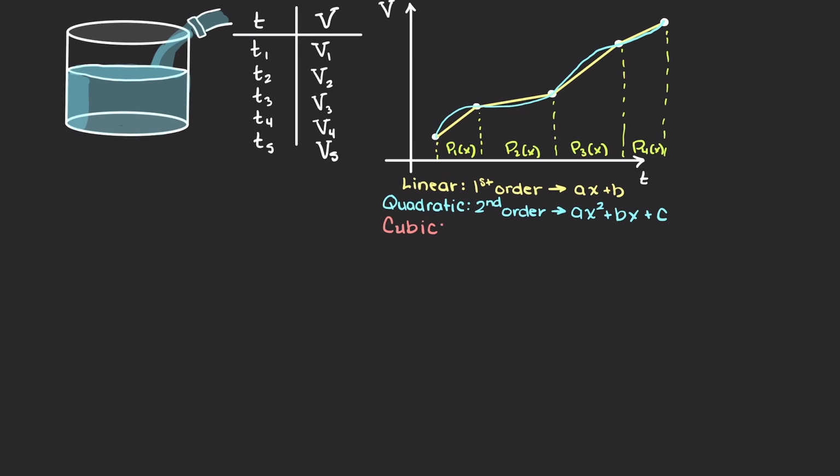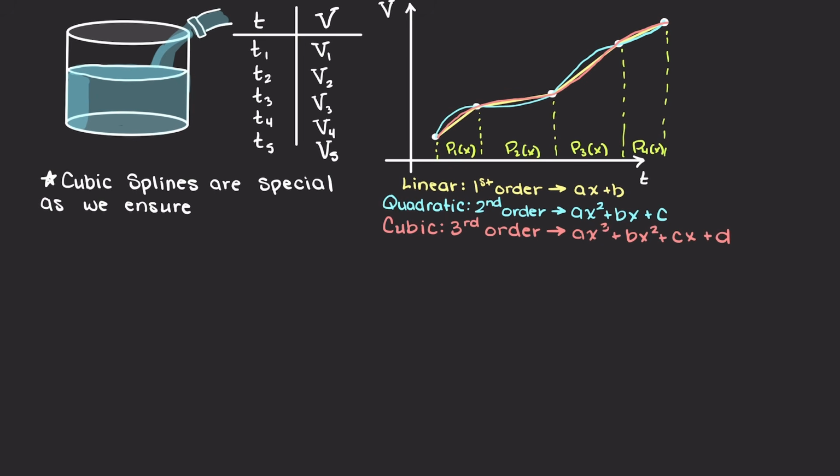Now we will talk about the most common type of spline interpolation, that being cubic spline interpolation. Unlike the quadratic splines, what makes cubic spline interpolation powerful is that it ensures continuity and smoothness at the connection points.